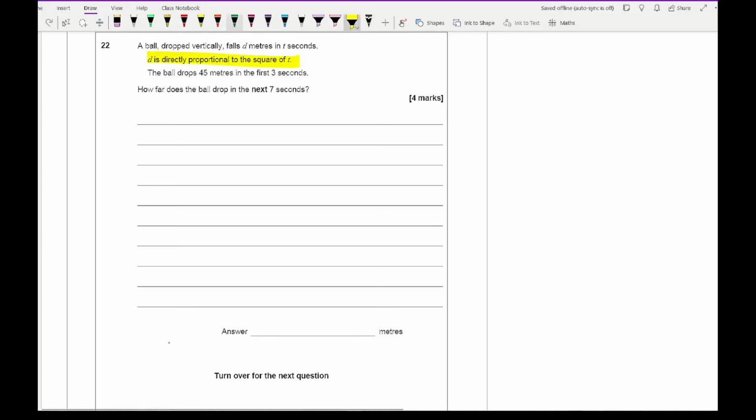So we know that d is directly proportional to the square of t. Then working this out, we replace the proportional symbol with equals k. And then to work out k, we substitute these numbers in. So when d equals 45, t equals 3. So here we've got 45 equals 9k. So k equals 5. So the formula then is going to be d equals 5t squared.